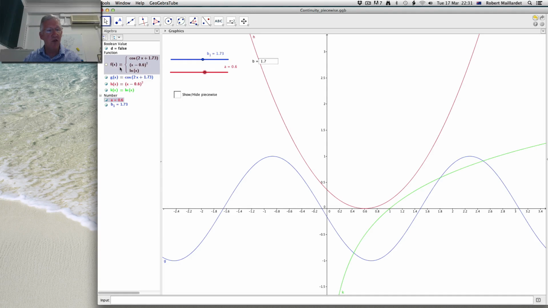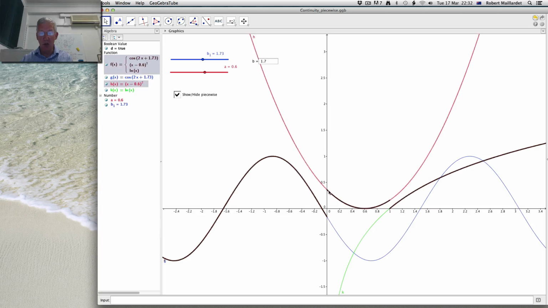Now the piecewise function f, the black one, is defined as being equal to the cosine below 0. Between 0 and 1 it's going to be the parabola, and then above 1 it's going to be the logarithm. And we can show it just by clicking on here, and it's shown in black. So that is my piecewise function. It's just picking out the cosine function below 0, it picks out the parabola between 0 and 1, and it picks out the log function for values above 1.